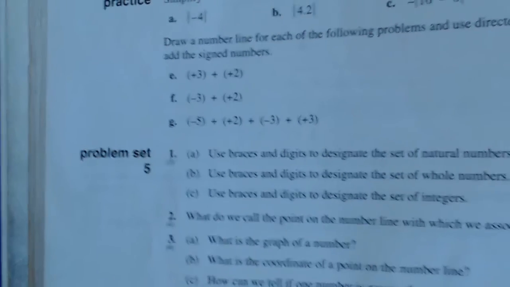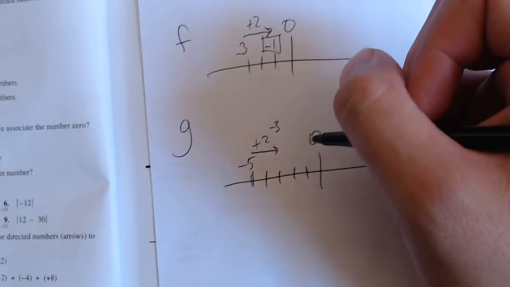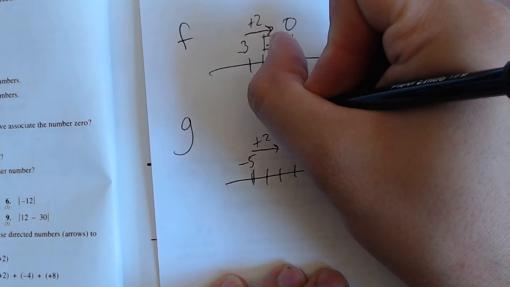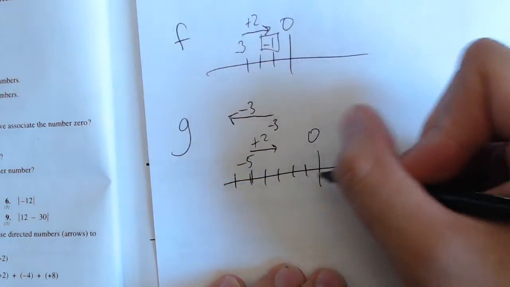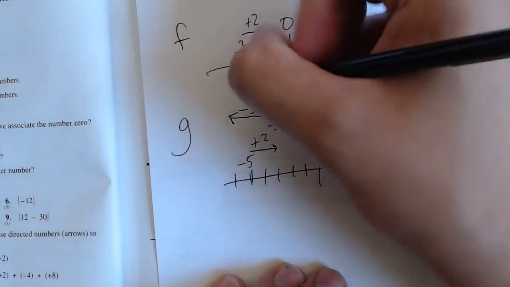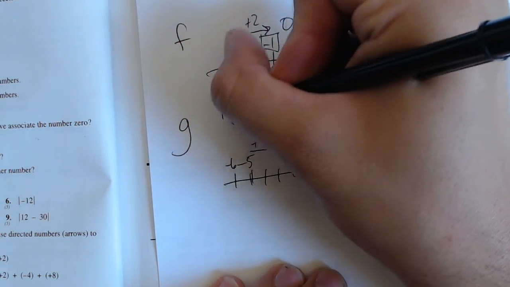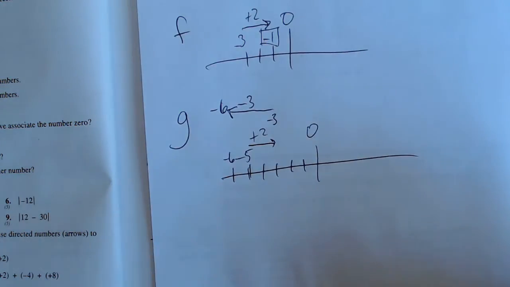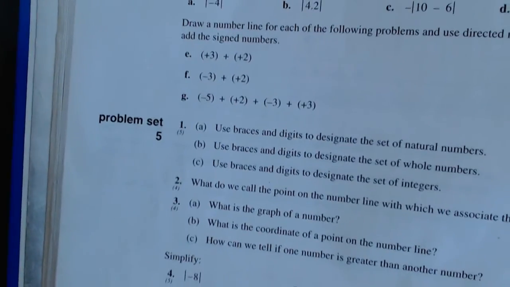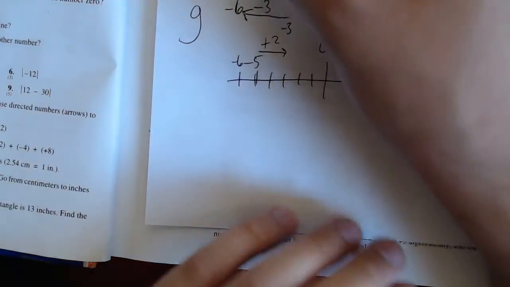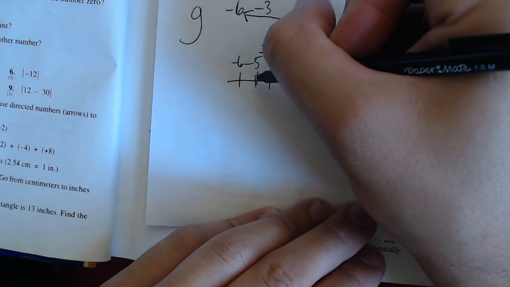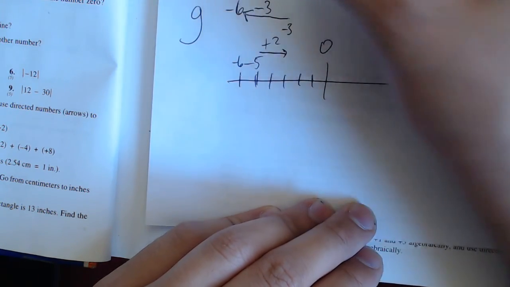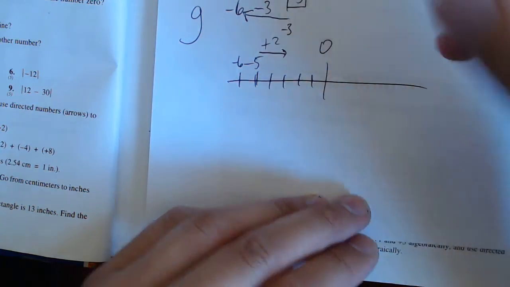From there, they want us to add negative 3. So, if you remember, negatives go to the left. So from negative 3, we add 1, 2, 3. So that puts us 1, 2, 3, 4, 5, 6 spaces over. So that puts us at negative 6. And the last thing we have to do is add positive 3. So then we go back 3 more to the right. And that puts us back to 1, 2, 3, negative 3. So the answer here is negative 3.